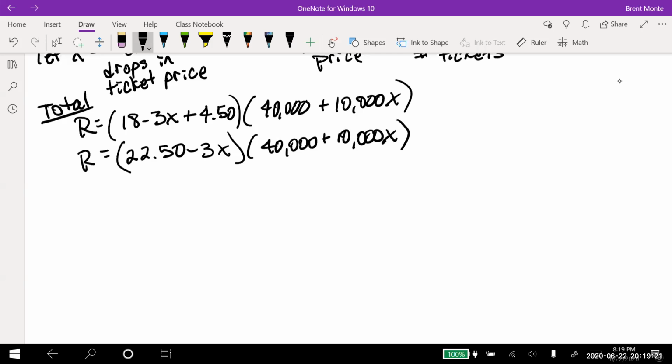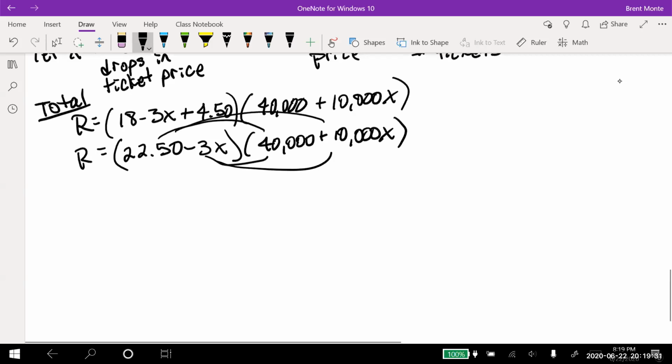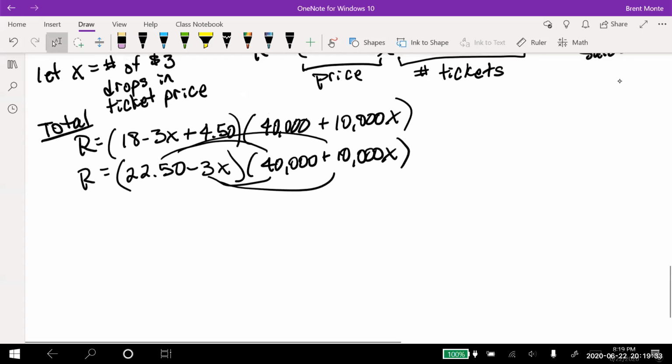Now, if I was going to take the derivative the way that's written, I have to use the product rule. I don't want to use the product rule, but I don't have to because I can FOIL this out. I know how to multiply two binomials together. It's not difficult. So let's think. 22.5 times 40,000 is $900,000.